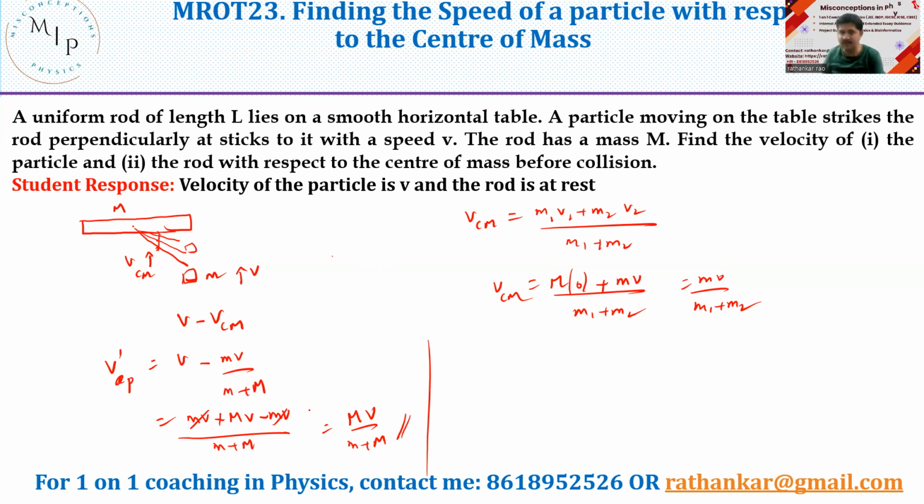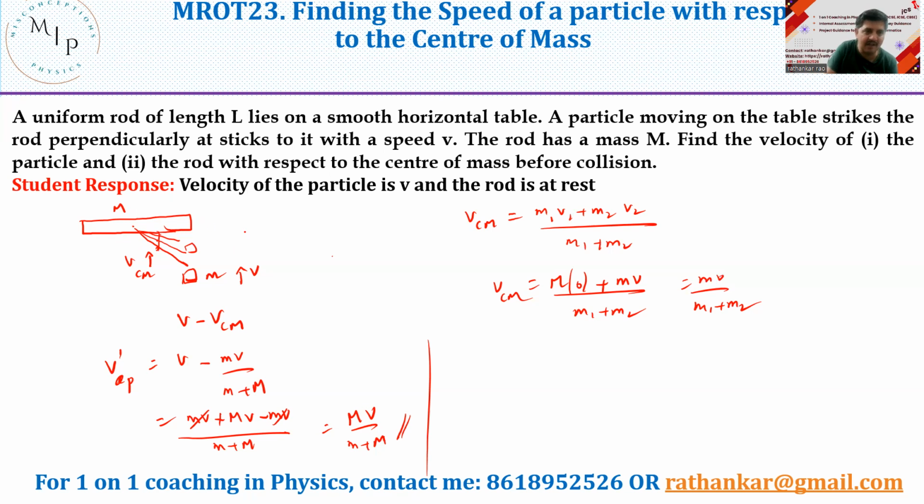Any guesses? See, for example, I am at rest and the car is moving towards me. Now if you ask, with respect to the car, what is happening to me? With respect to the car, am I moving? Definitely yes. The car is moving towards me, which means with respect to the car, I am moving towards the car. Now, what is my velocity in that case? Whatever is the velocity of the car, that is my velocity, but in the opposite direction.